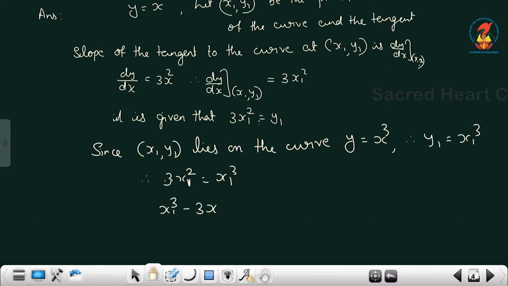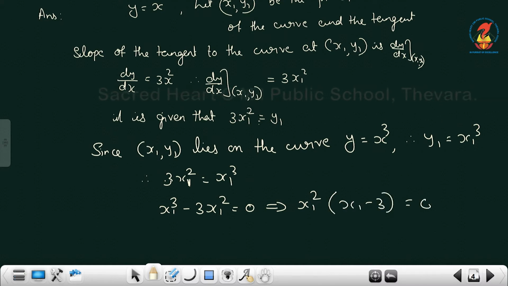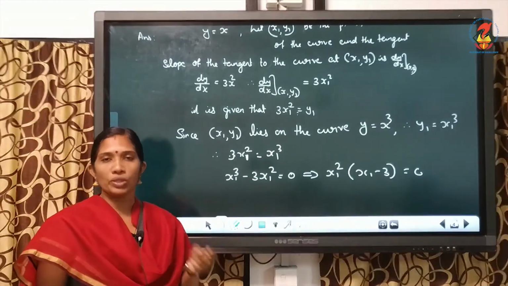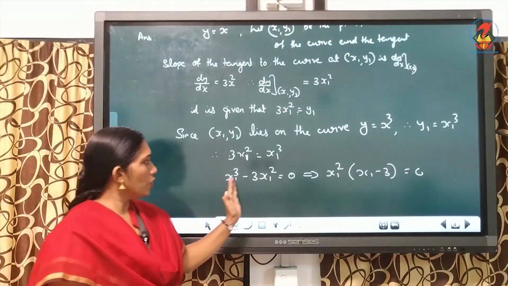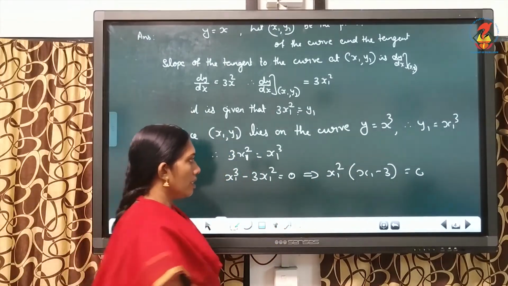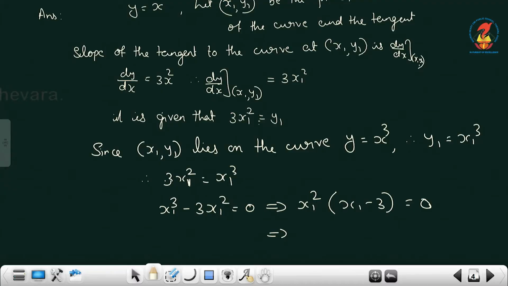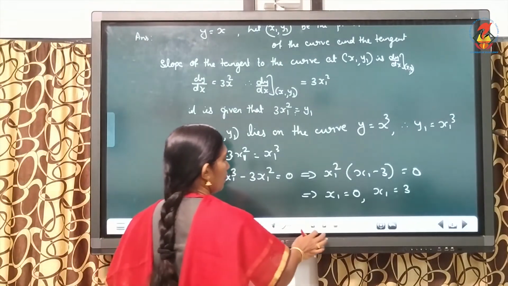So I can take this to that side: x1 cube minus 3x1 square is equal to 0, which implies x1 square we can take out, then x1 minus 3 is equal to 0. Children, please don't cancel x1 square and x1 cube. You will get the answer as x1 equal to 3, only one point. You have to do always like this, take common outside. So here you will get x1 equal to 0, that value also. So x1 square into x1 minus 3 equal to 0 means x1 is equal to 0 and x1 is equal to 3. Now find the corresponding y value.